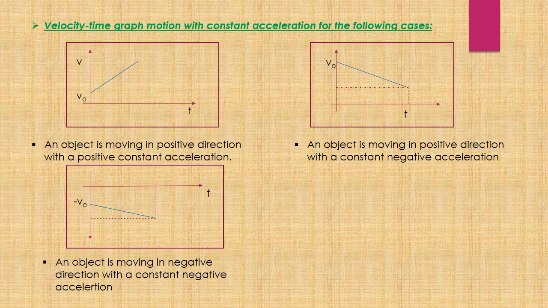On the y-axis we have velocity, on the x-axis we have time. It means that the velocity is increasing with time. It means constant acceleration, that is in the positive direction. In the second graph, an object is moving in positive direction with a constant negative acceleration, as seen because the velocity is decreasing with time. And in the third graph, an object is moving in negative direction with a constant negative acceleration.